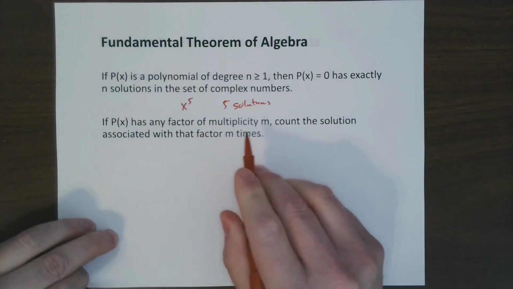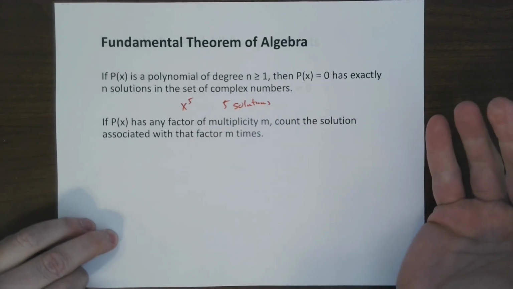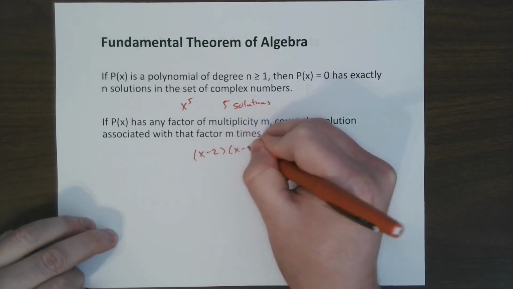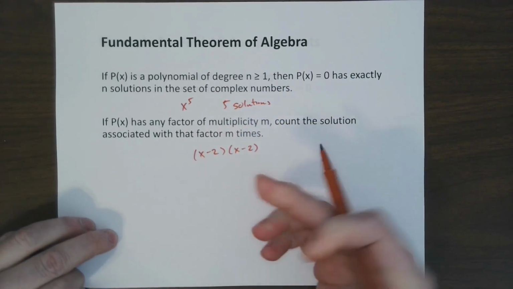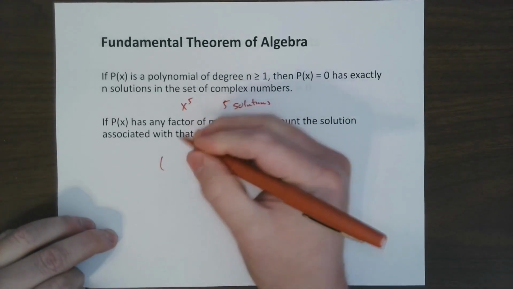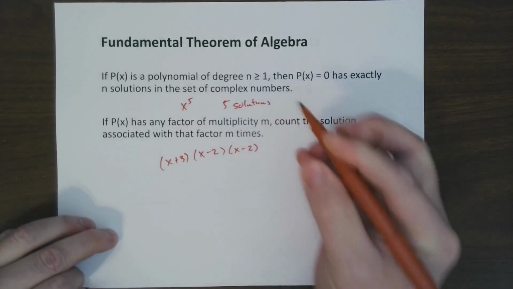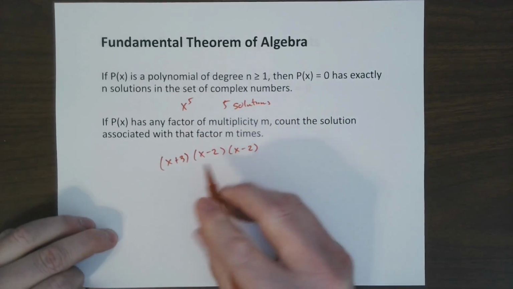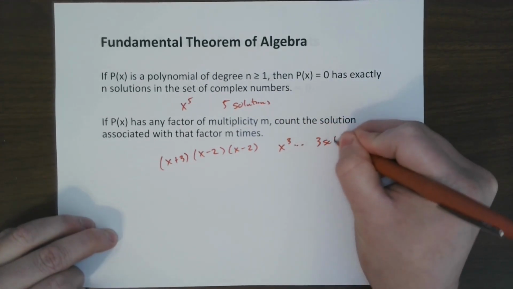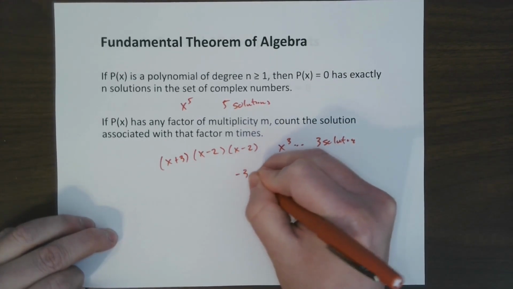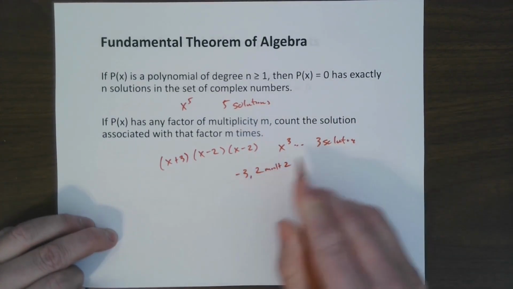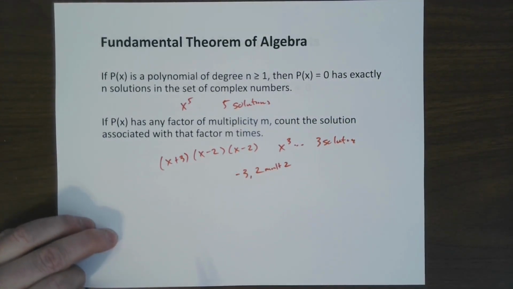And you can also have multiplicity. In other words, repeats count. If you have something where it says x minus 2, x minus 2, that has a multiplicity of 2, and that still counts as 2. For example, let me give you an example. This has 3 roots. It has 3 x's, so this is going to be an x to the 3rd, meaning it has 3 solutions, even though the roots are -3 and 2. But 2 has a multiplicity. So the multiplicity counts in the fundamental theorem of algebra.